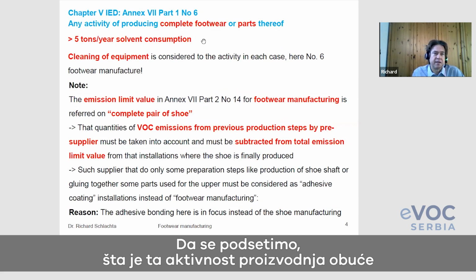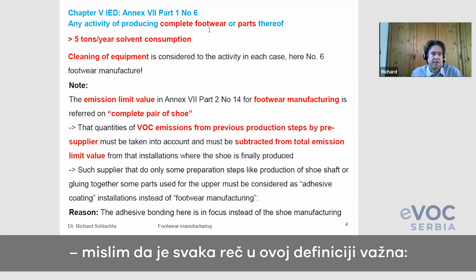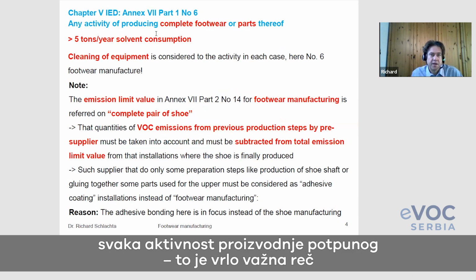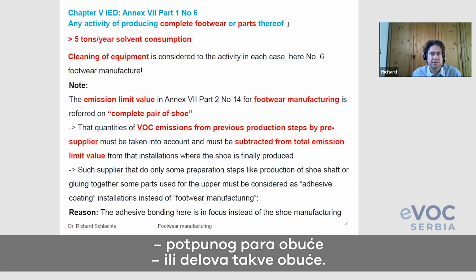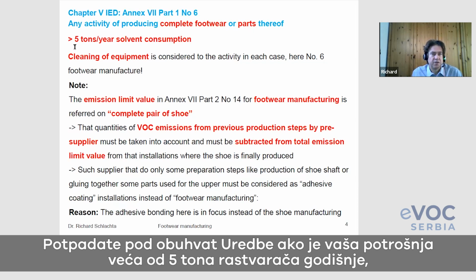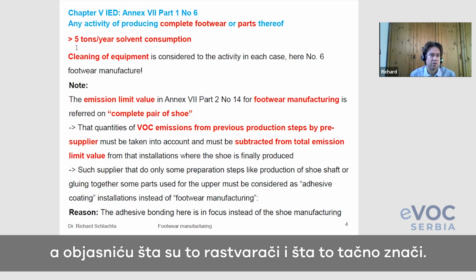Just for remembering now for today, what is this activity footwear manufacturing? Here, I think every word is very important. You will find in the definition any activity of producing a complete, that's a very important word, complete footwear or parts thereof. So you will fall under that activity if you consume more than 5 tons per year of solvents. I will explain what solvents are and what that means.